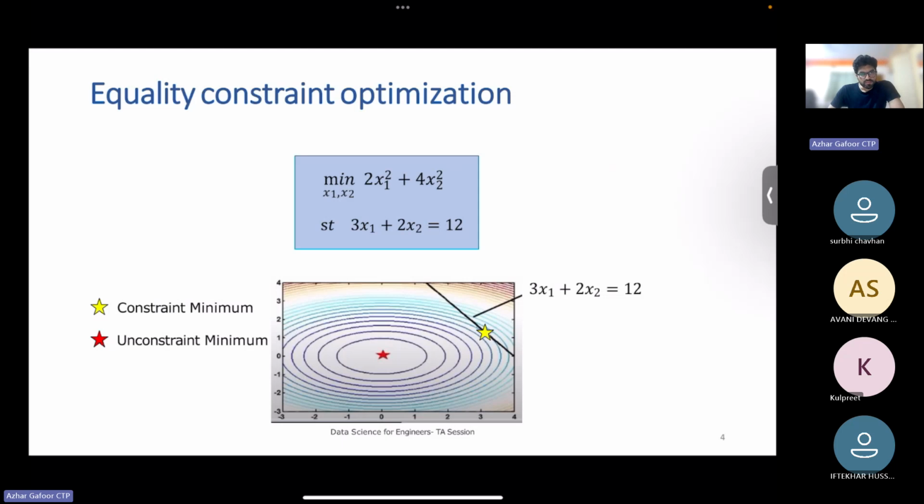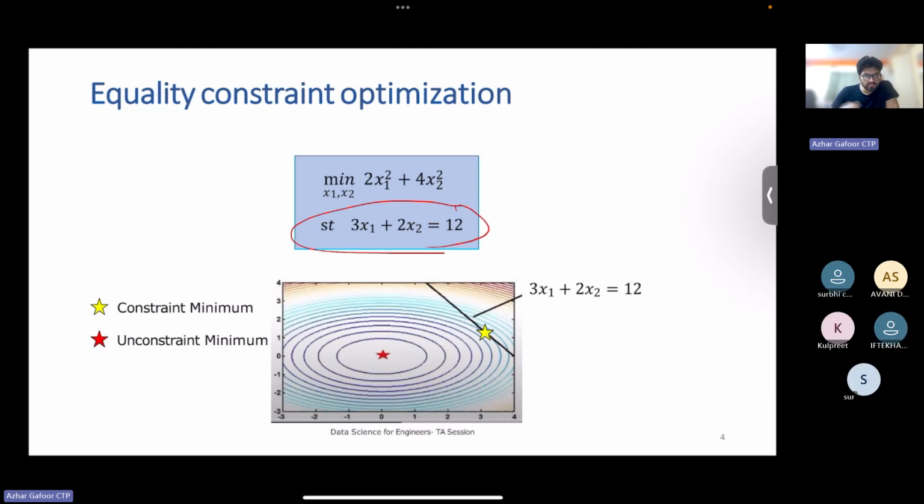Now let us move towards the mathematical side of constraint optimization. First we will start with equality constraints. Equality constraint optimization problems are those where the constraints have an equality sign, or the restriction is such that the optimal point will lie on the constraint.